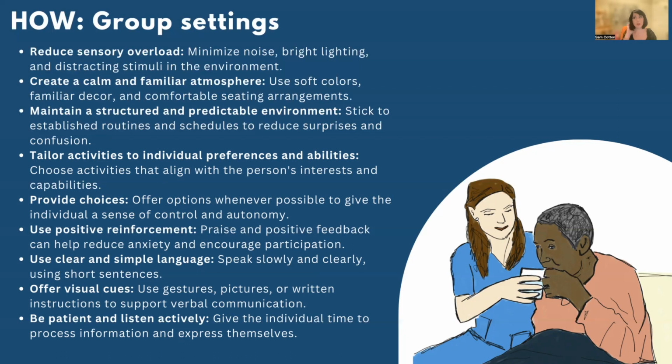Offer them visual cues in addition to whatever it is that you're talking about. So gestures, pictures, a combination of both, or written words and pictures can be helpful in group environments.